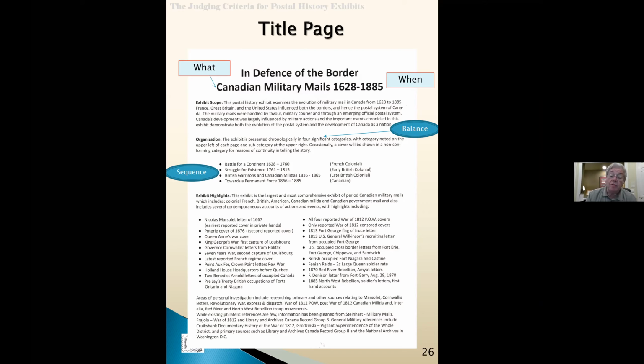It's a chronological presentation, which is easy to understand. At the bottom of the page, here are 21 philatelic highlights in the exhibit. That's great if you're a Canadian postal history collector or particularly a military postal history collector. But if I was to do this, I think I would use this space to give more context and background information about Canadian military mail.